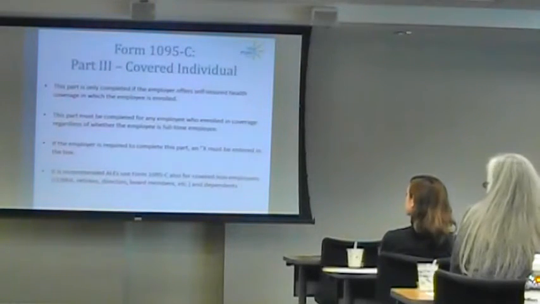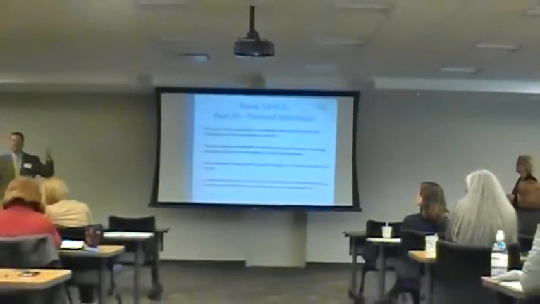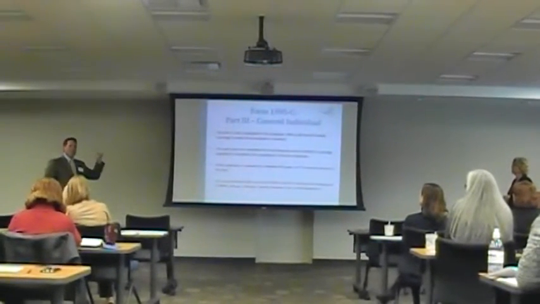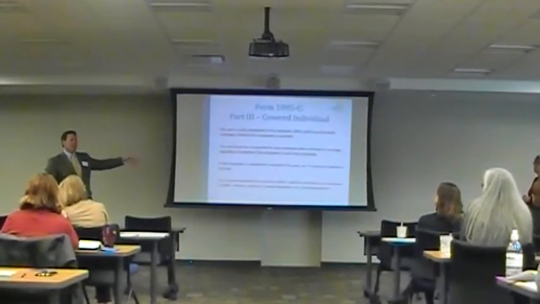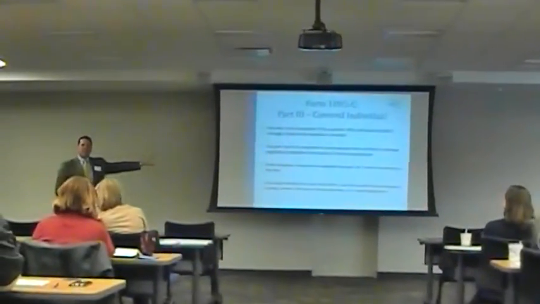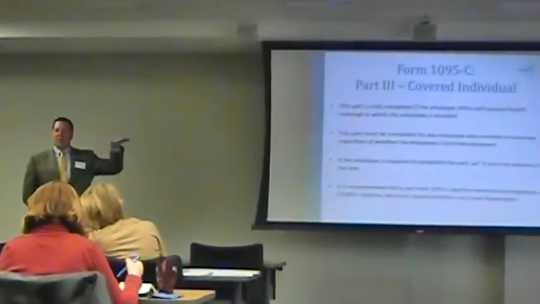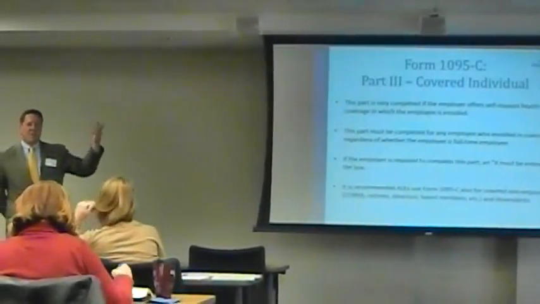So I'm going to fill this out for all my full-time employees. The employee that was full-time for 1 month of the year, so I had a new employee in January, they worked the month of January, then they terminated. I've got to do a 1095-C on them. All my non-employees or part-time employees that are enrolled in the plan, I'm doing a 1095-C.